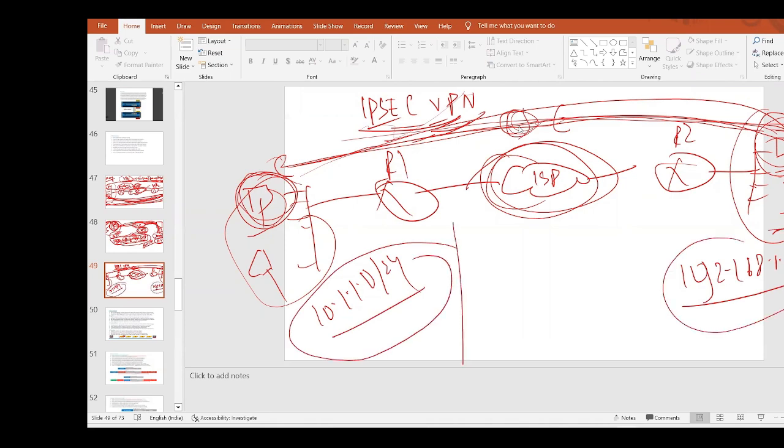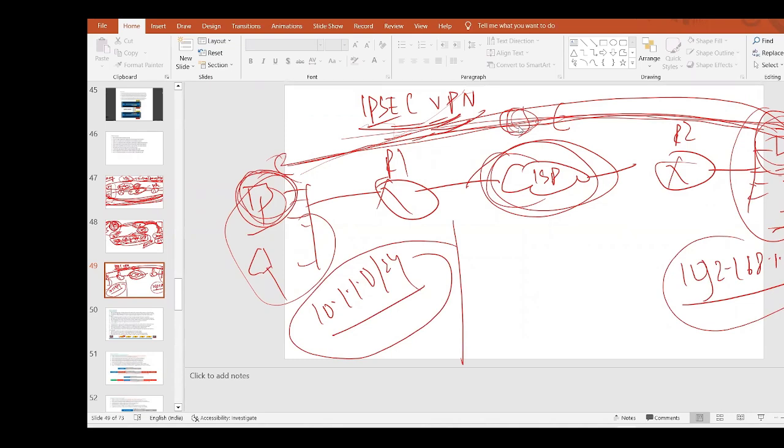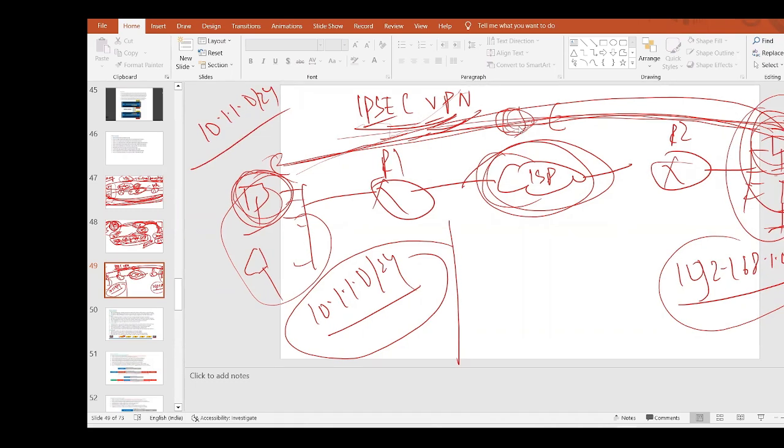One more thing, as you've asked this: if both LANs are the same, suppose this LAN is 10.1.1.0/24 and the LAN at the other location is also 10.1.1.0/24, this would be a problem. This is called overlap. So we will use NATing on both sides, with some different subnets, then we can achieve it.